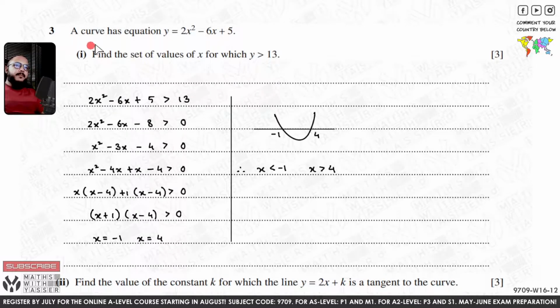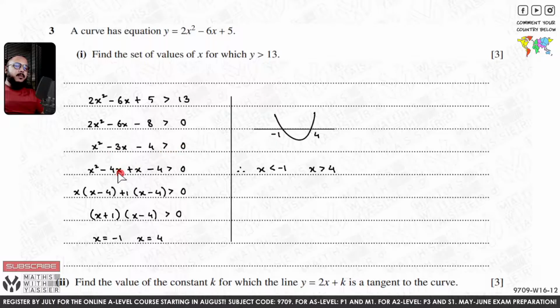Question number 3. A curve has equation y is equal to 2x square minus 6x plus 5. We need to find the set of values of x for which y is greater than 13. That means 2x square minus 6x plus 5 is greater than 13, or we can say 2x square minus 6x minus 8 greater than 0. Let's divide both sides by positive 2. That gives us x square minus 3x minus 4 greater than 0.